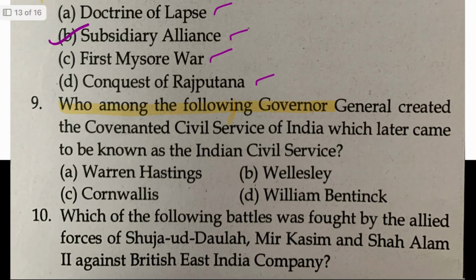Question number 9. Who among the following Governor Generals created the Covenanted Civil Service of India, which later came to be known as the Indian Civil Services? Warren Hastings, Wellesley, Cornwallis, William Bentinck. The answer is C, Cornwallis.